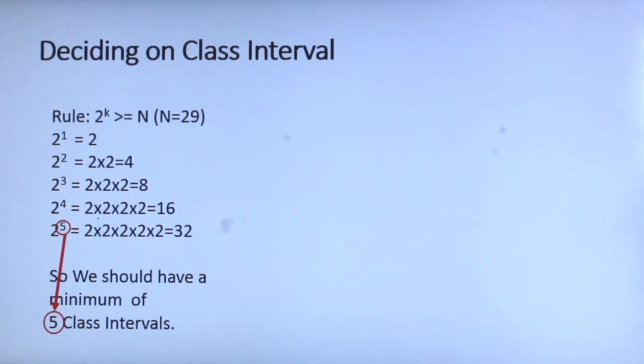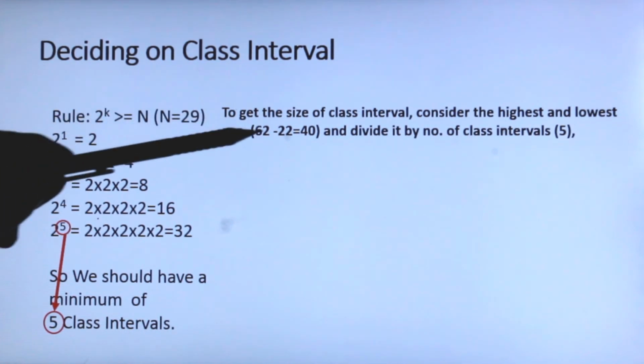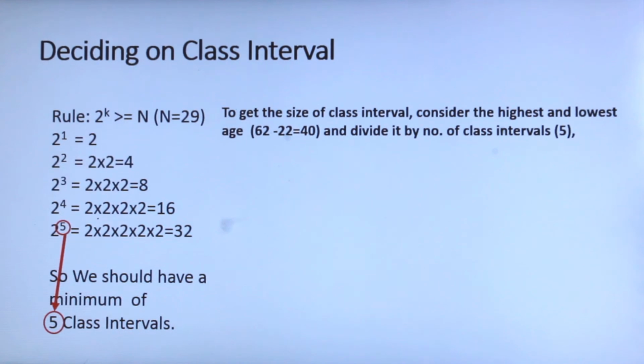Now once you decide the class intervals, then you need to identify the size. So to get the size of the class interval, take the lowest age and the highest age, find the difference. So 62 minus 22 is 40, and divide by number of class intervals, and we get 8.